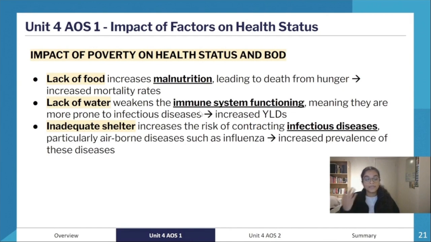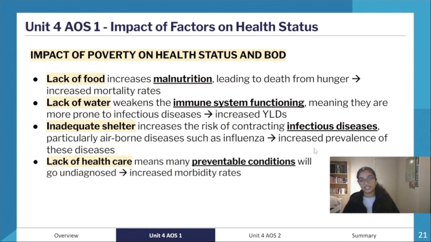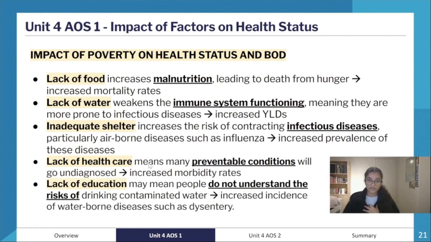Then we have inadequate shelter, increasing the risk of contracting infectious diseases, right? Because when you're out in the open air, when you don't have enough shelter as a result of poverty, you're going to be more prone to airborne diseases like influenza. And then you link it to the health status indicator of prevalence of a specific infectious disease. A lack of healthcare in low-income countries due to poverty means many preventable conditions will go undiagnosed, alright? So for example, simple infectious diseases won't be diagnosed, won't be treated, and that increases your morbidity rates.